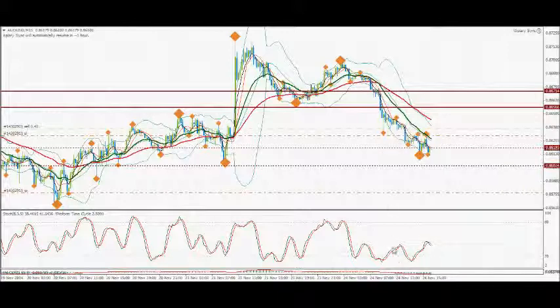Not only that, but I matched it up with the stochastic indicator. That also gives me an entry signal as well. So it came up and it crossed below bearish here. Didn't get all the way up to overbought, but it doesn't have to in a downtrend. But that's a good way to match up your entry signal, guys.